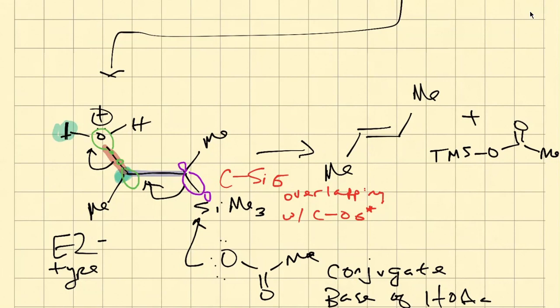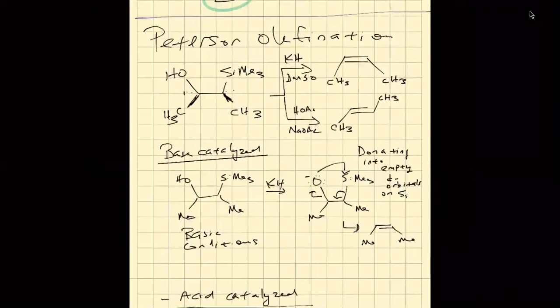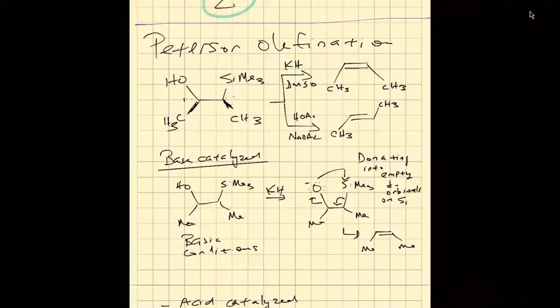And this is again these beta hydroxysilanes, which is the base substrate or the model substrate for Peterson olefination. You take a beta hydroxysilane and then you either treat it with a base or acid, and you can get out an alkene. All right. Any questions about that?